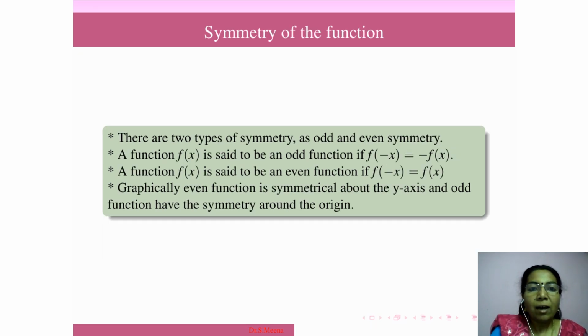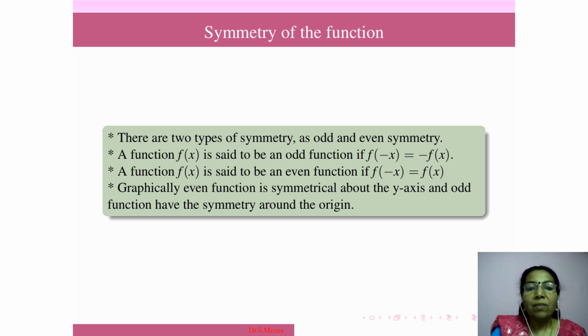Now we should have knowledge about the symmetry of the function. We have two types of symmetry, that is, odd and even symmetry. A function f of x is said to be an odd function if f of minus x is equal to minus f of x. In the same way, f of x is said to be an even function if f of minus x is equal to f of x.